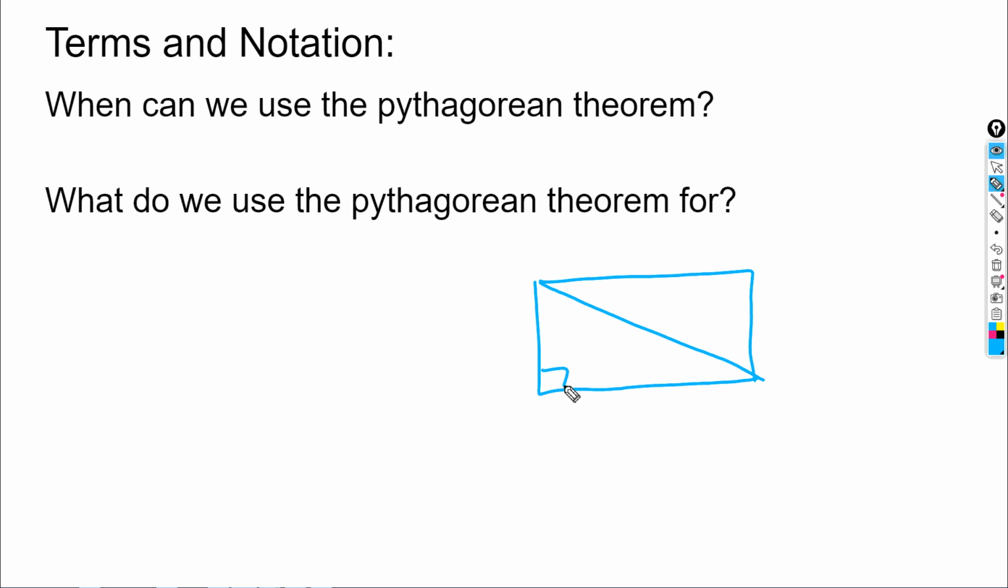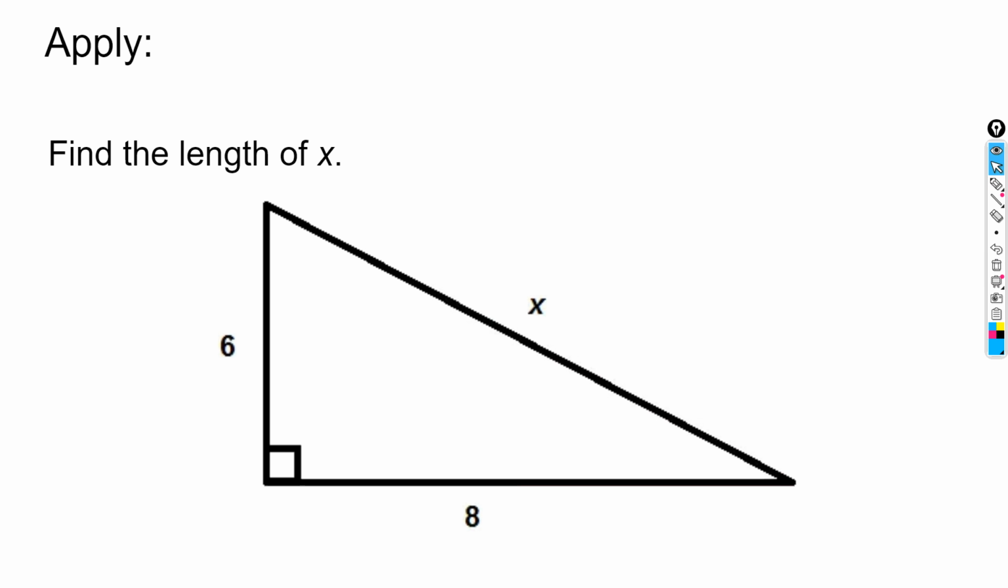So we see right triangles anywhere. We see rectangles, squares, and then obviously any triangles as well. But again, it's used to find missing sides, and we can use it to find either the legs or the hypotenuse, but again, only for right triangles. So we're going to do some examples here.